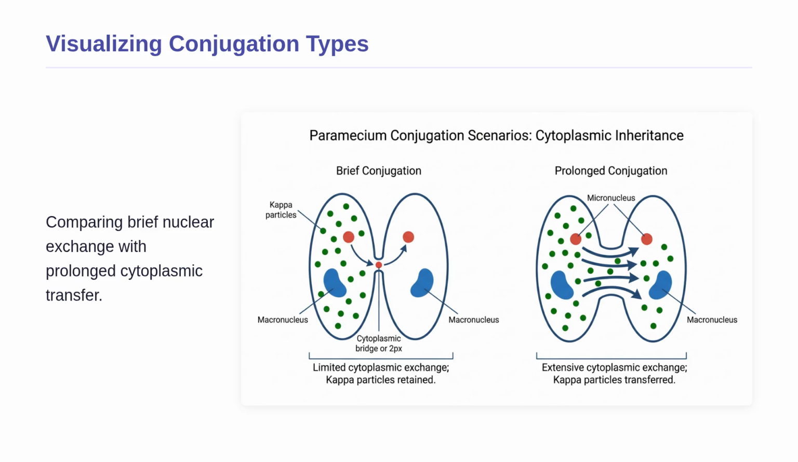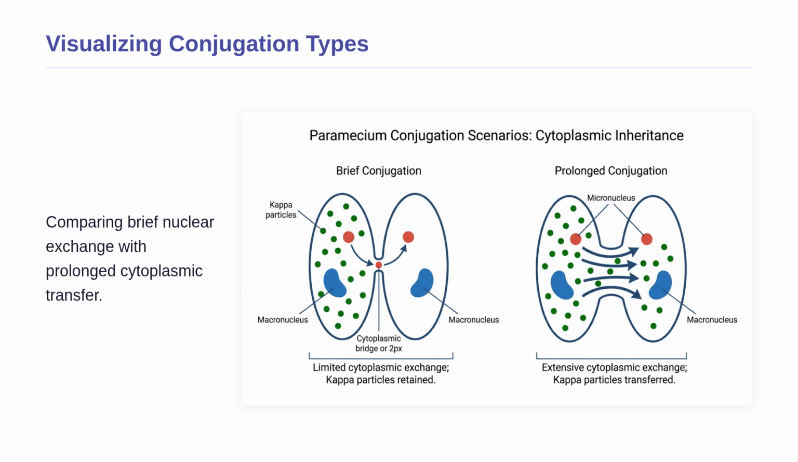To solidify this concept, let us look at this diagram comparing the two types of conjugation. On the left, you see brief conjugation. Notice the narrow connection between the two paramecia. They are exchanging genetic material, represented by the nuclei, but the green dots, which are the kappa particles, stay trapped in the original killer cell.